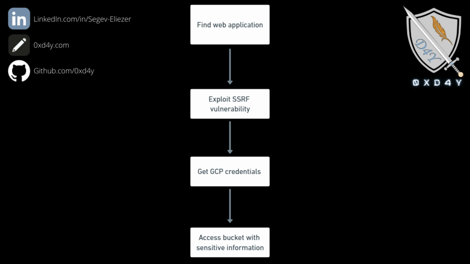And because the deprecated Gopher protocol was still supported by the web application, we could use that Gopher protocol to access the metadata service on the compute GCP VM. So once we get access to the service account, we are then able to access a bucket that the web application talks to. Within the bucket, there were some interesting files, and that concludes the scenario. So let's jump right into it.